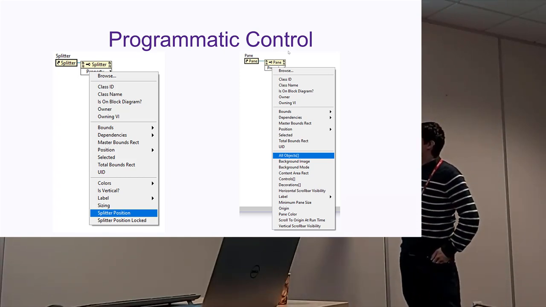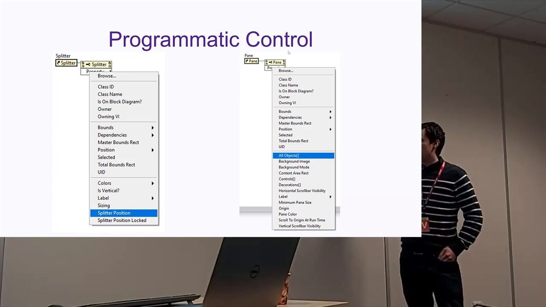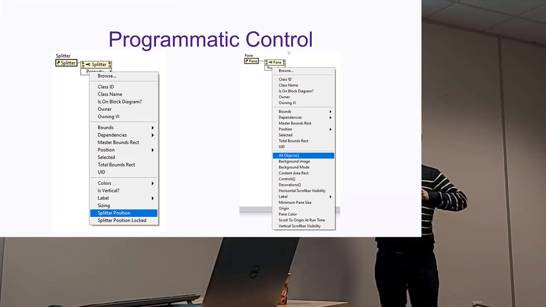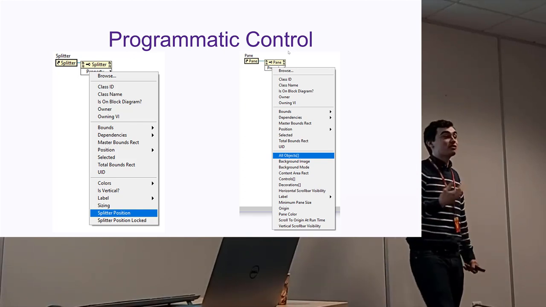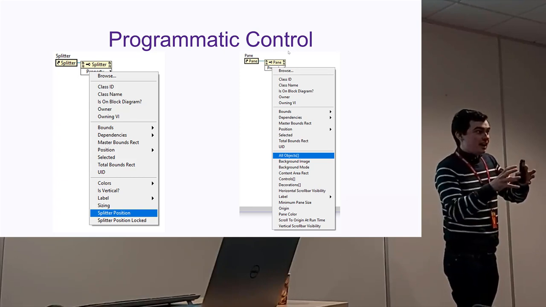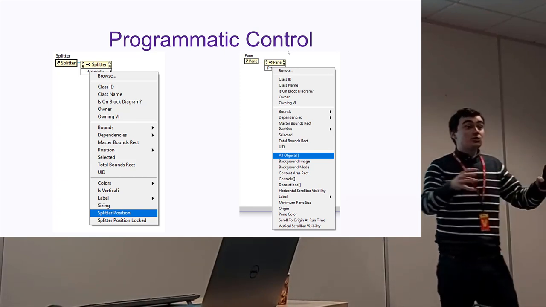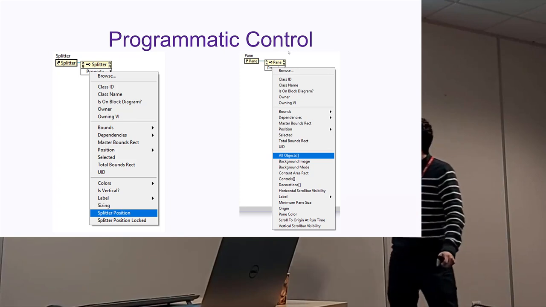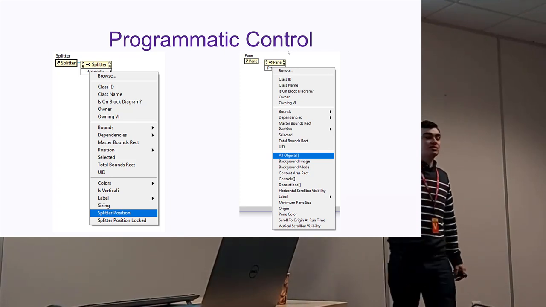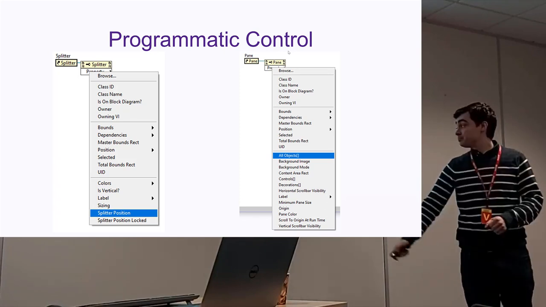The same with panes. We can change the color of the pane. Here we can change the labels. We can get references to all of the things inside that pane, so all of the controls and all of the decorations. So if we don't want to have a splitter encapsulating every single control, we could do it a bit more programmatically instead of relying on LabVIEW to do it for us.